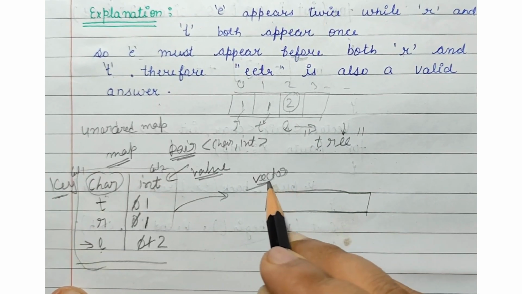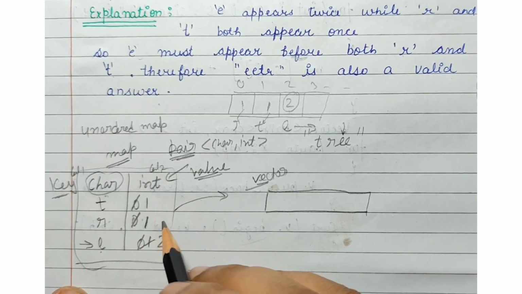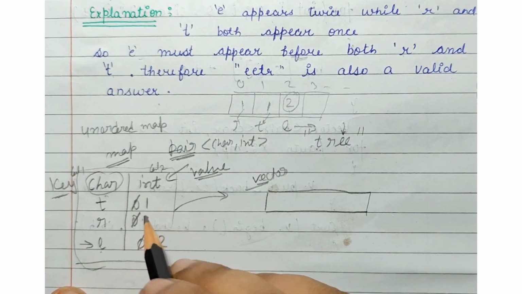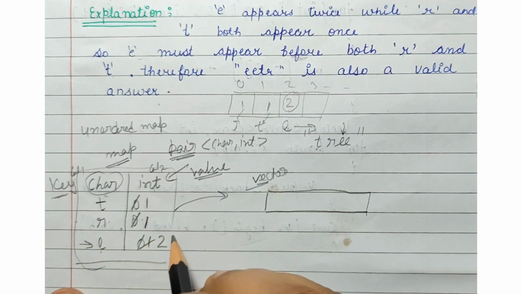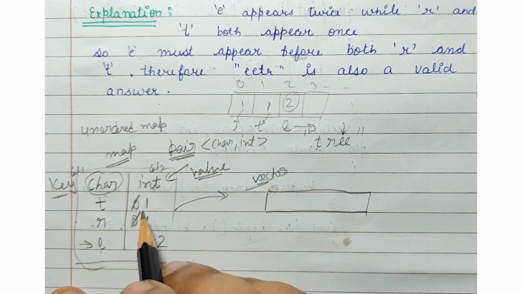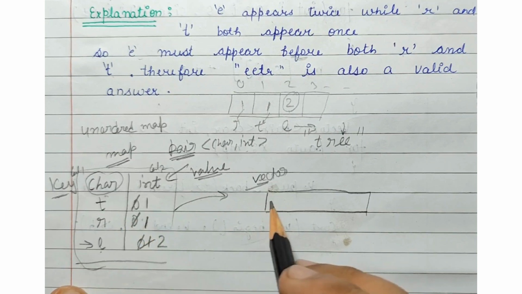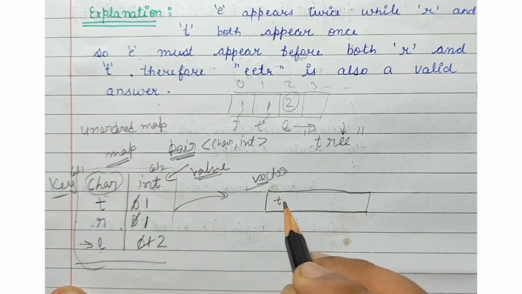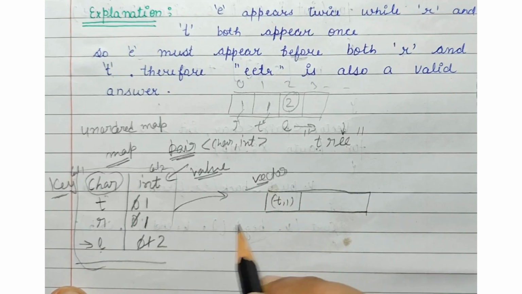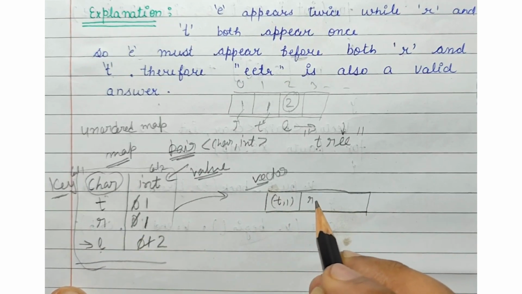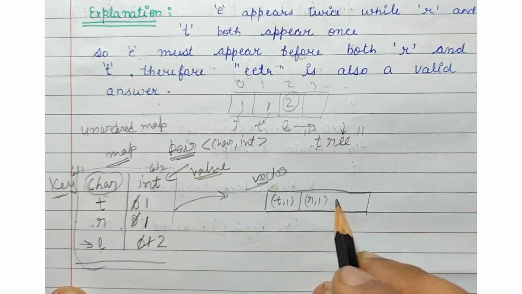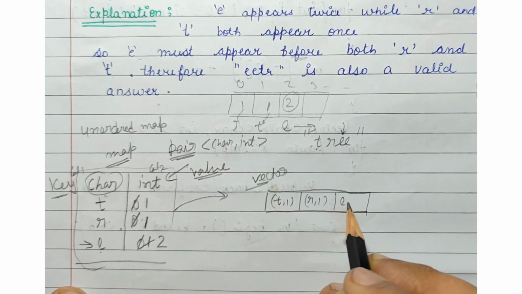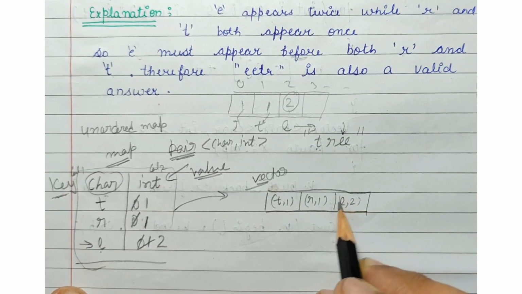Why? Because we have to perform the sort operation, we have to sort these key pairs in decreasing order. So first I store the first value t comma 1 in a vector, then I store the value r comma 1, then I store the value of e comma 2, in this way.